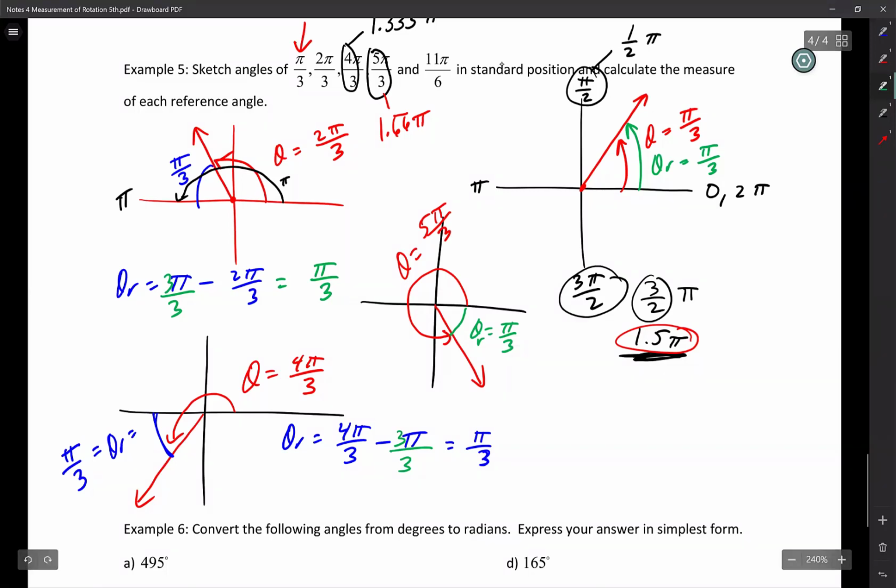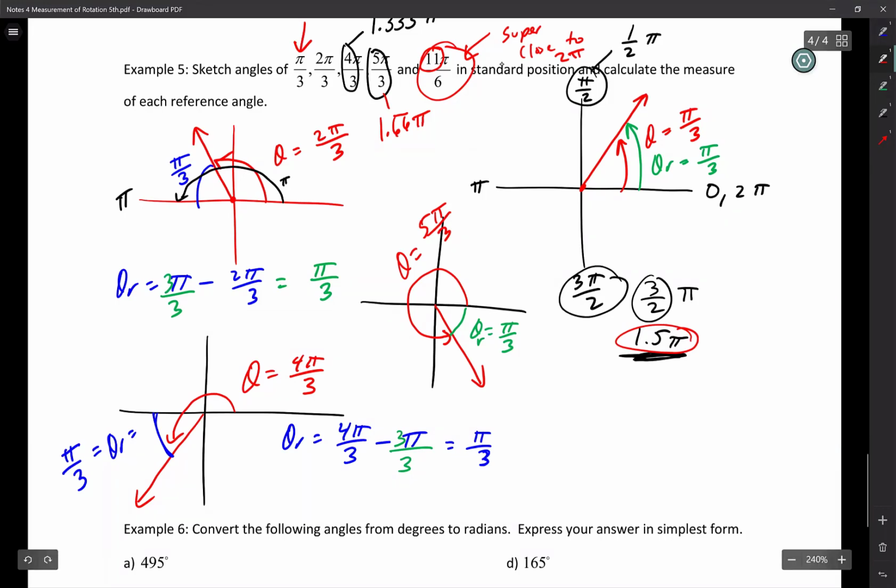And then last but not least, 11 pi over 6. Look how close that is to 2 pi. Super close to 2 pi. Chavez, how do you know? Well, if I added one more to that 11, that would be 12 pi over 6. And 12 pi over 6 is 2 pi. So it's only 1/6 of pi away.